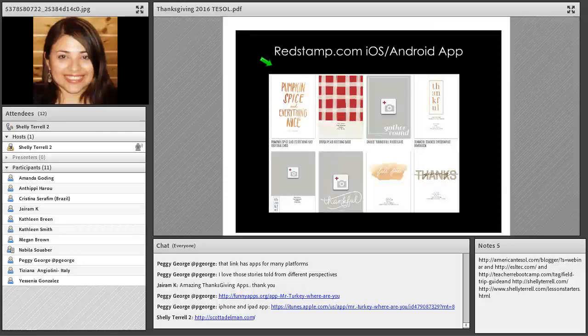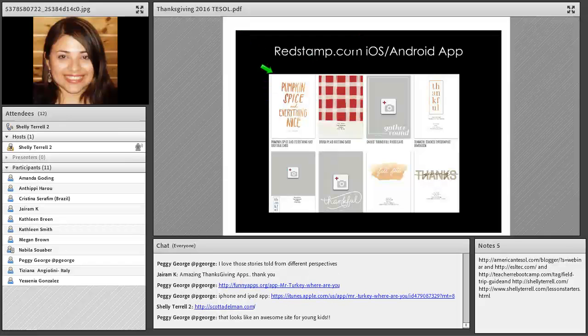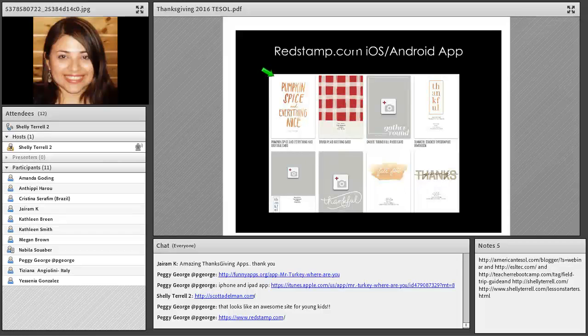For older students, they may want to make a holiday card, and redstamp.com, which is for iOS and Android as well, is free. They can create different appreciation cards, and they can include pictures. They have different templates. They have it for different cultures. They have it for Hanukkah. They have some themes for the fall, for Thanksgiving, for Halloween, for Christmas, for Diwali, for Kwanzaa. They have just different holidays, so we can respect all cultures. They can send a card to a family member, a friend, a teacher, to loved ones.